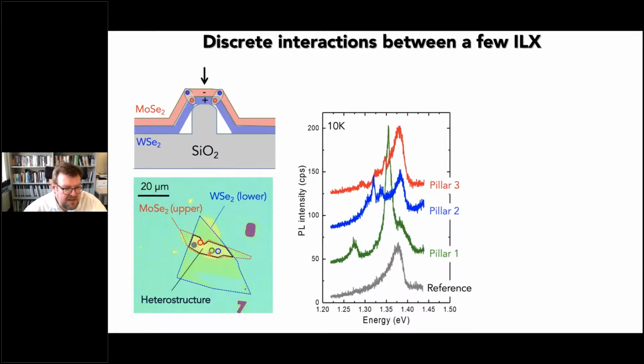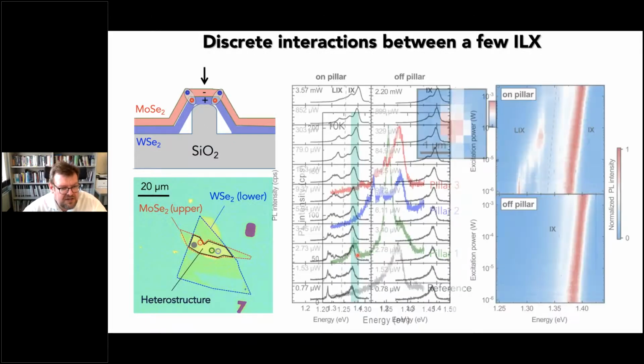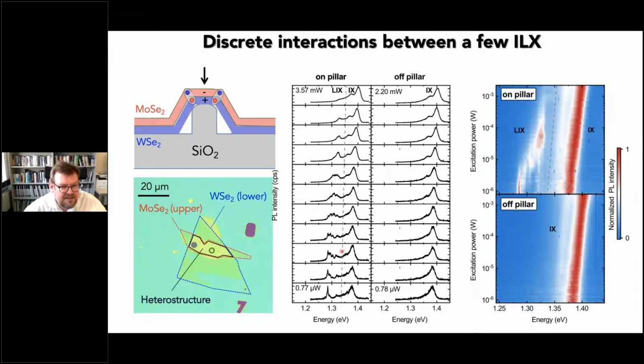Whereas if you measure on these different pillars here, you see that beyond the interlayer exciton, you also start to see lower energy features, just like I showed you with the helium ions and just like we saw with the pillars earlier on. And if you then take one of these and turn the laser power down by about 4 orders of magnitude, this is the kind of data that you see.